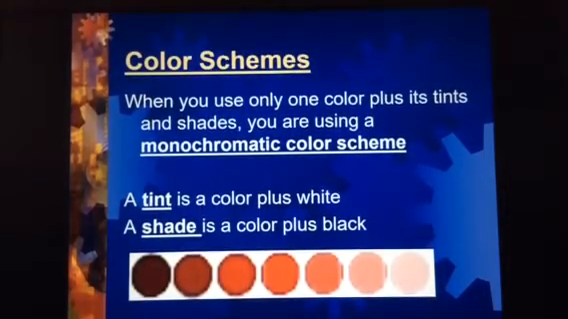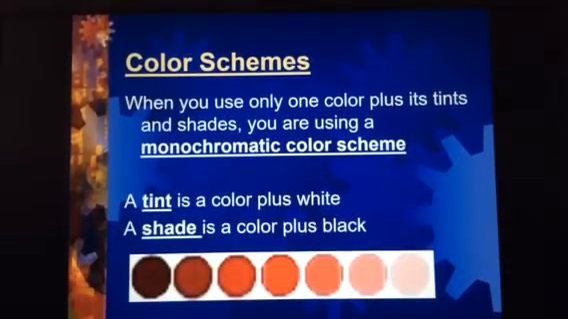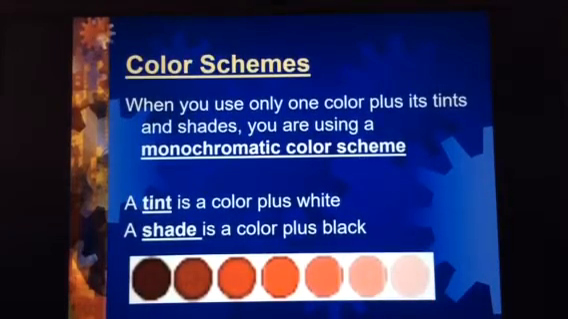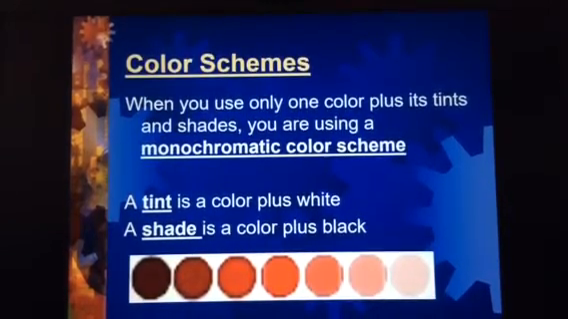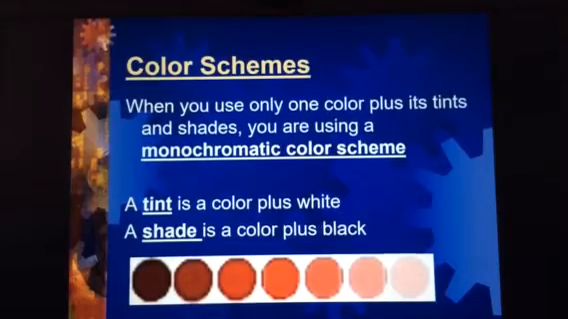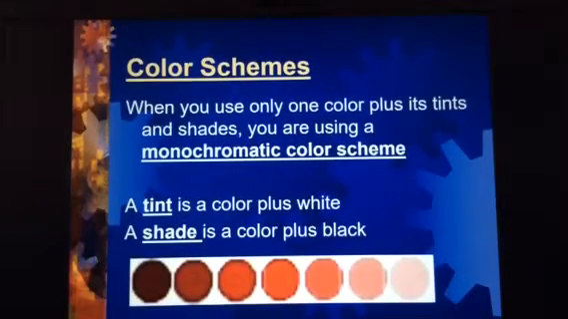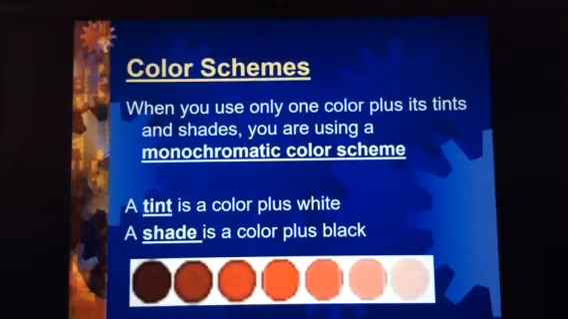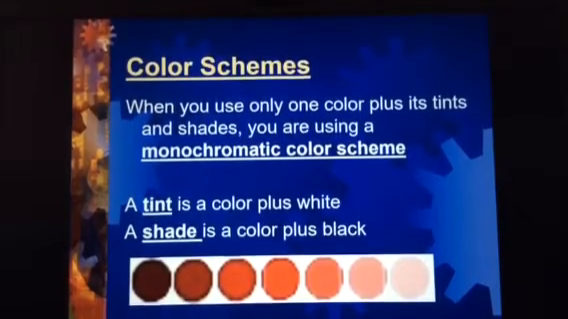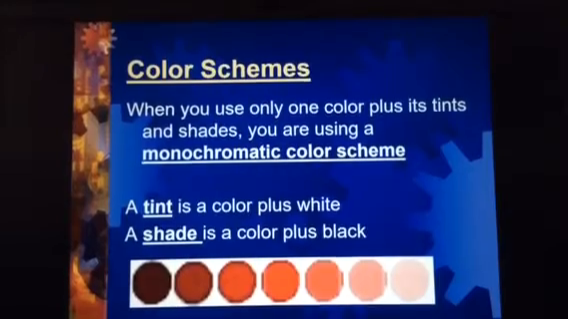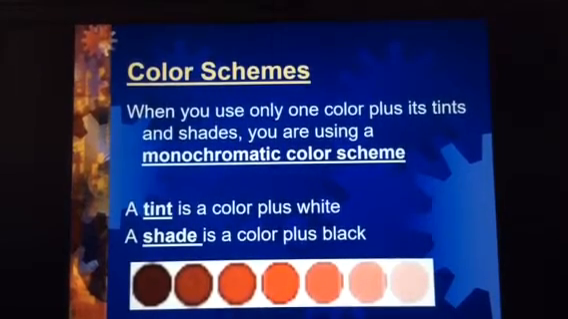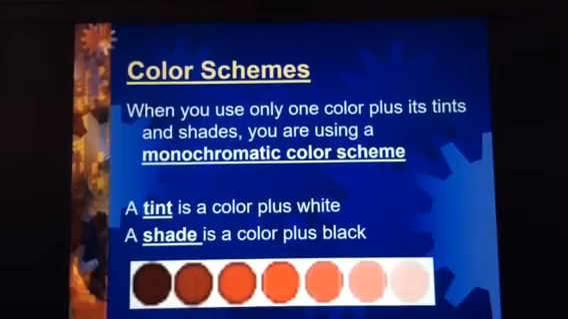All right, so monochromatic color scheme is basically all the same. What they call hue is a color. You add a tint, it is a color plus white, and you add shade, which is a color plus black. So it's monochromatic. It's all one color. That's all red. And then you've added white to make lighter pink to white. And then you've added black to make darker reds.